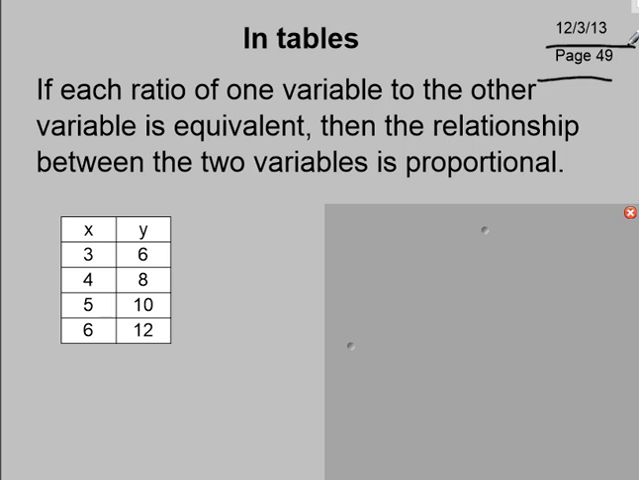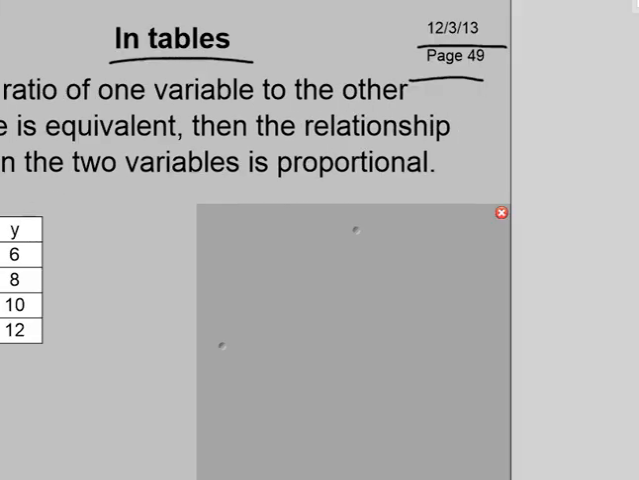On your next page, make sure you put the date and the page number 49. And we're going to look at how you can tell if something is proportional in a table. This is a table, like an XY chart.